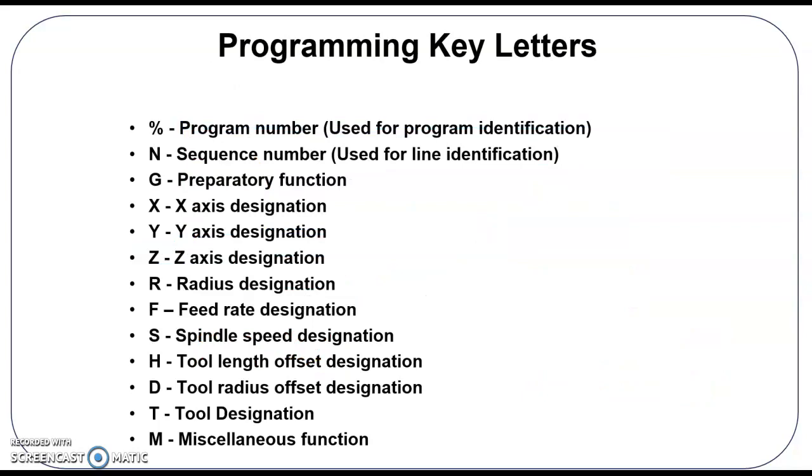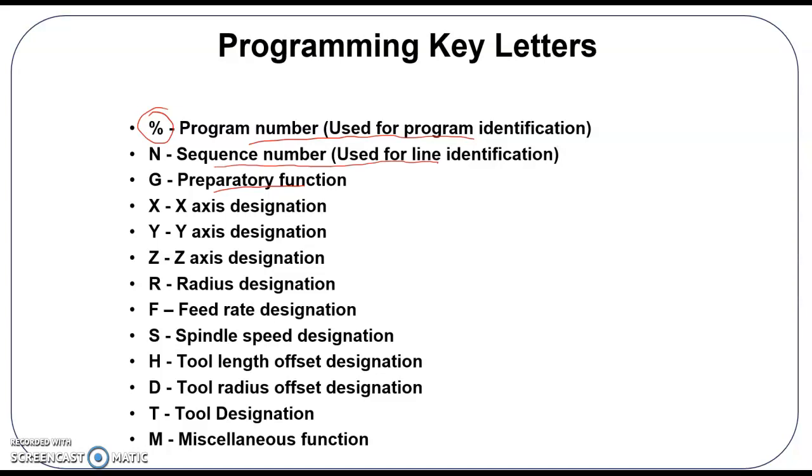Here it is explaining some letter symbols which are used in a CNC part program. In most cases a percentage symbol is used to give the program number, because each program has an identification, so that program number is started with the percentage symbol. Then N is, as said earlier, the sequence number of each block. Then G is the preparatory function or G codes. Then X is given for x-axis designation, Y is for y-axis, and so on, and Z is like that.